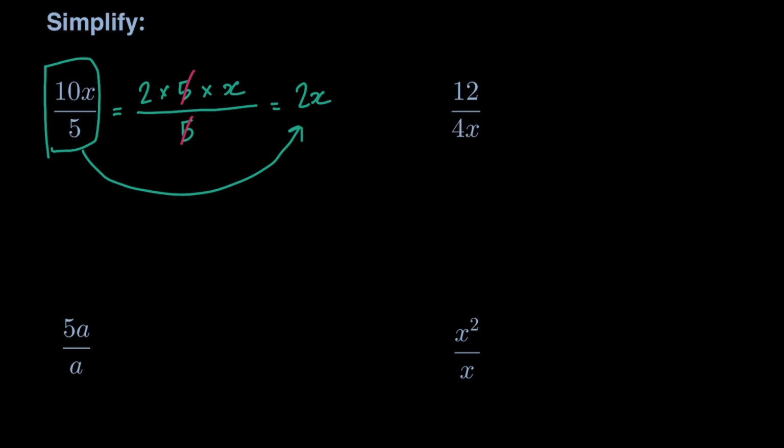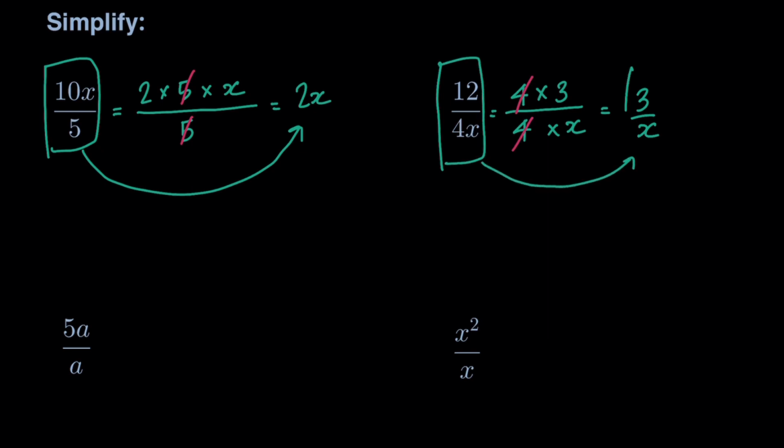For question 2, I have 12 over 4x. So let's list its factors. For 12, I have 4 times 3 as its factors. And for 4x, I have 4 times x. The common factor that I can cancel out is the 4. So cancel it out, and I am left with 3 over x. So 12 over 4x can be simplified to 3 over x.